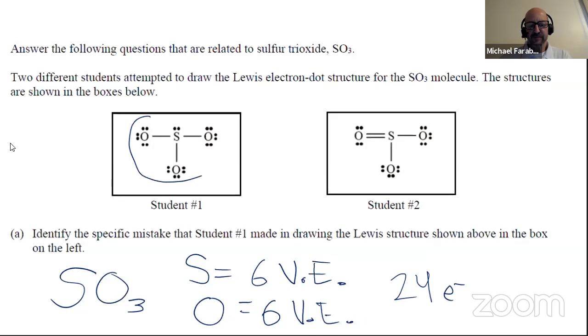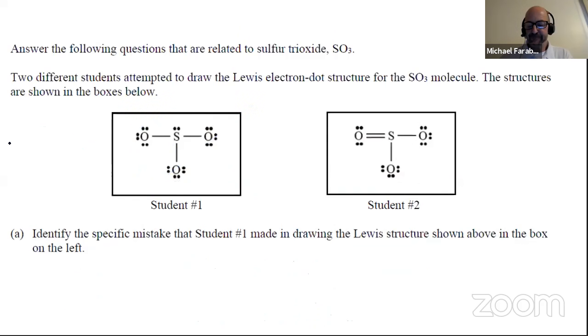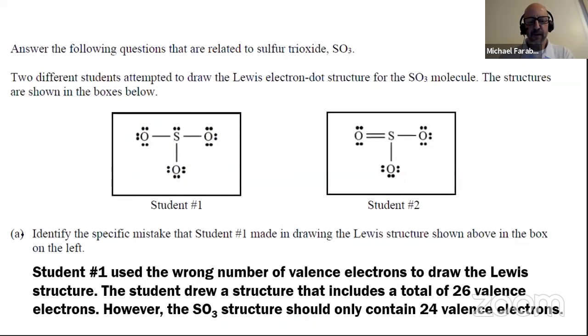If you count the number of valence electrons that were used to make the diagram drawn by student 1, you should see 26 electrons. So that's what makes student number 1's diagram incorrect. They have too many electrons. It should be 24 instead of 26. So student number 1 used the wrong number of valence electrons.